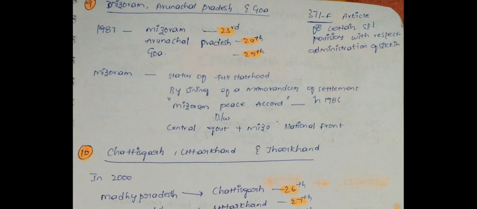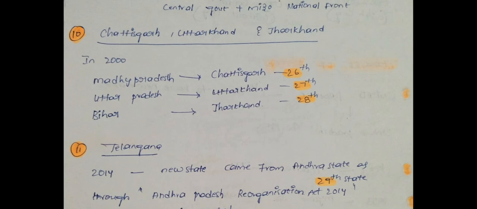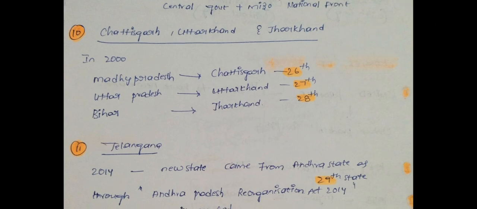In 1987, Mizoram became the 23rd state, Arunachal Pradesh the 24th state, and Goa the 25th state of India. Tenth one is Chhattisgarh, Uttarakhand and Jharkhand. Chhattisgarh was created out of Madhya Pradesh, Uttarakhand from Uttar Pradesh, and Jharkhand from Bihar in 2000. Chhattisgarh was the 26th state of India, Uttarakhand the 27th, and Jharkhand the 28th.